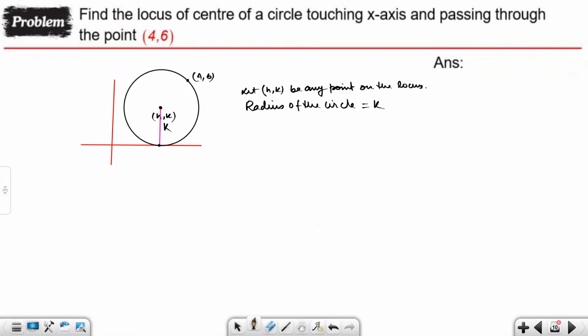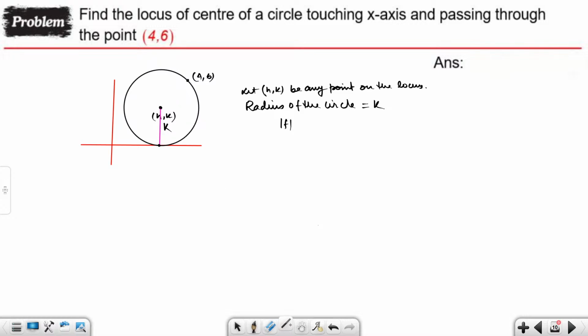Or we can remember it this way also: we know that when a circle is touching the x-axis, the radius is always mod of f. Is it clear? So in this case, your radius is nothing but k. So we got the radius as k. Now I have to find out the locus of the center. It means I have to find a relation which will contain h, k and any other constants, right? So how to find that condition?